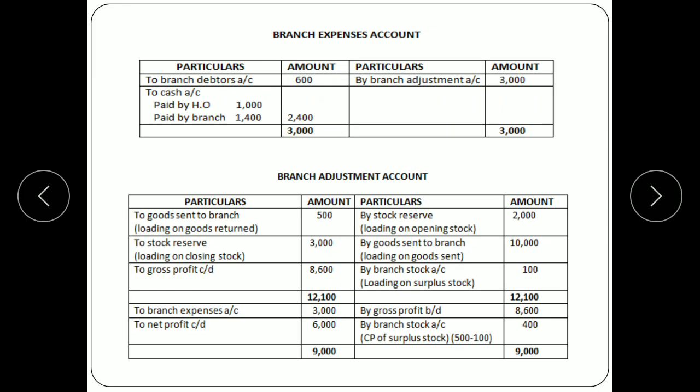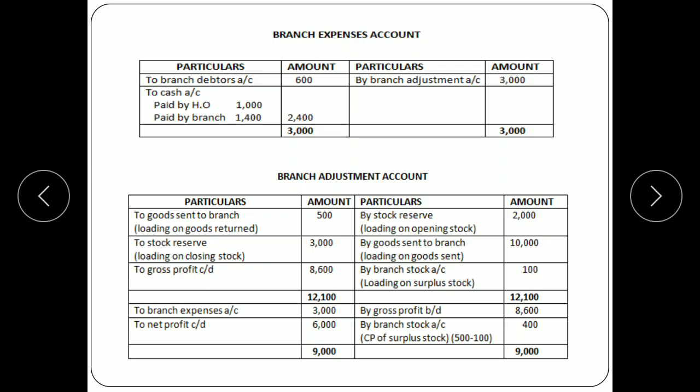Next we have the branch expenses account. So here we will be recording all the expenses of the branch. First entry on debit side, to branch debtors account, 600. That is the discount which was allowed to the customers, recorded over here as to branch debtors account, 600. And next we have to cash account, paid by head office, paid by branch. In the question we were given that expenses were paid by head office and expenses paid by branch.